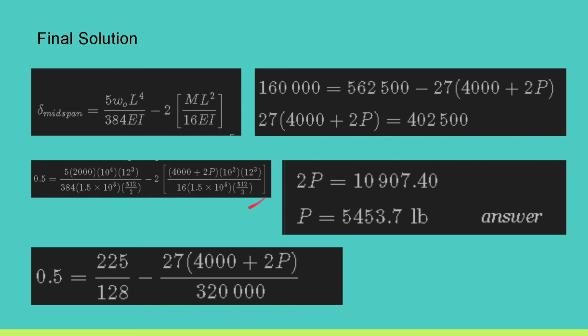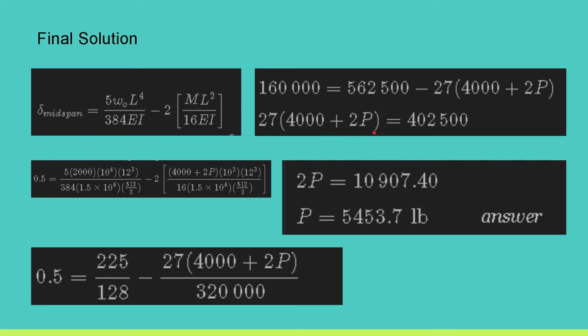After that, we'll be computing this formula and we will get this. And after simplifying this one, we will be arriving at this equation. Then our end goal is to find P. So we just have to transfer negative 27 multiplied by 4000 plus 2p to the left hand side, while the 160,000 will be going to the right hand side. So 562,500 minus 160,000 is equal to 402,500, which equals 27 times 4,000 plus 2p.